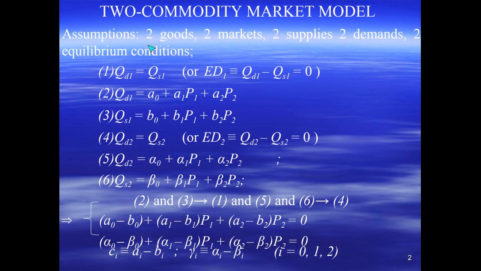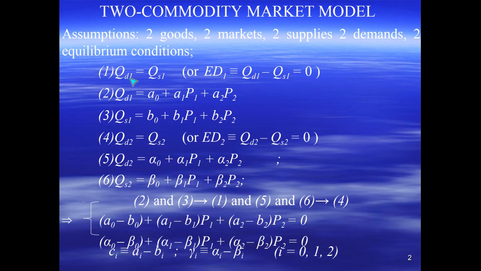So a simple example is a two commodity market model. We have two commodities. The assumptions are two goods, two commodities. Good and commodity are the same thing. So we have two goods, two markets, one market for each good, and two supplies and two demands. One supply and one demand equation for each market, for each good, and two equilibrium conditions, of course, an equilibrium condition for each good, each market. So we can express them in general like this.